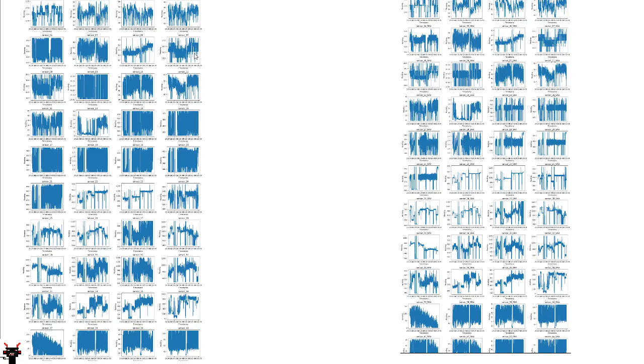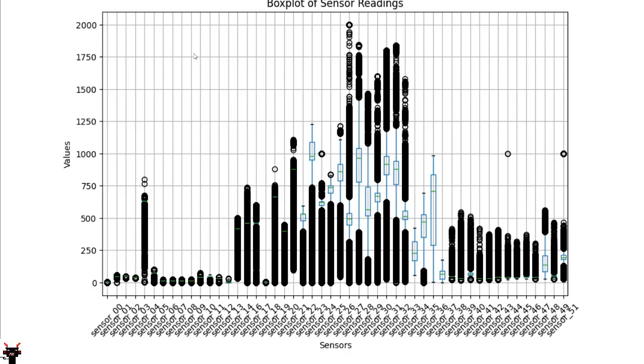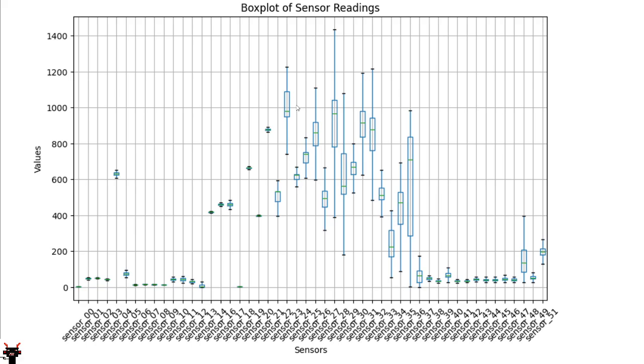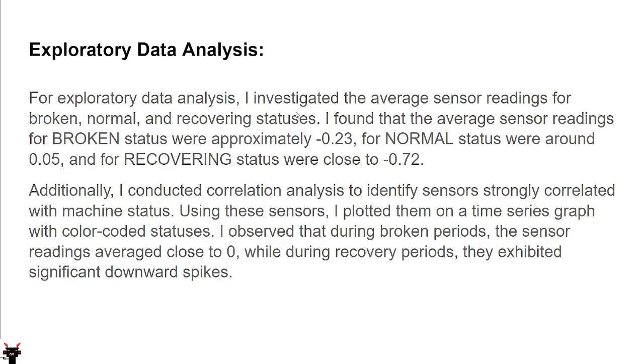All sensors have that. Oh, this is a histogram. It's the histogram after performing SMA. And for the data analysis, the average sensor readings for broken were negative 0.2, normal were around 0.05, and recovering were close to 0.72.